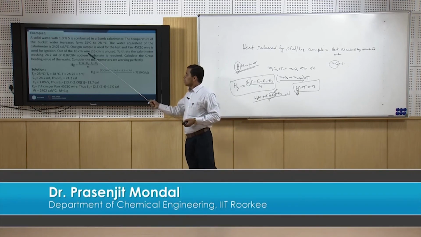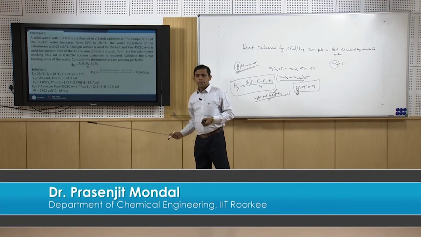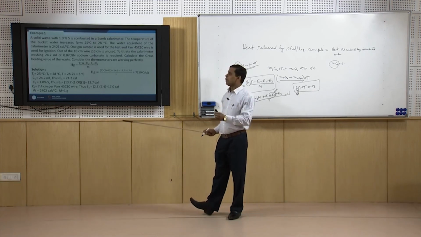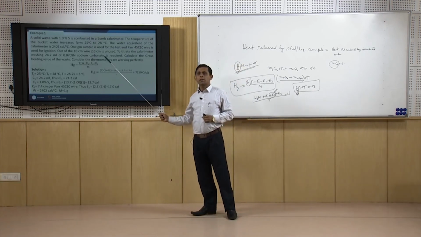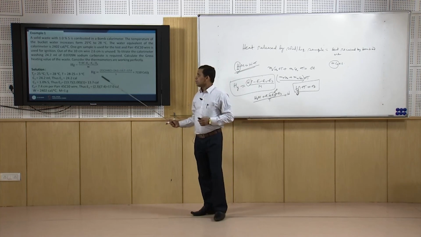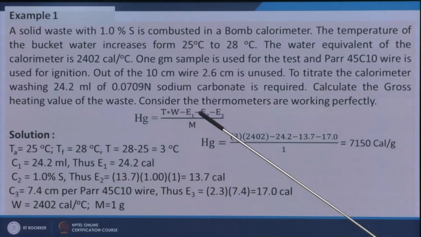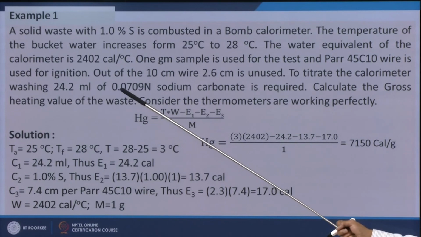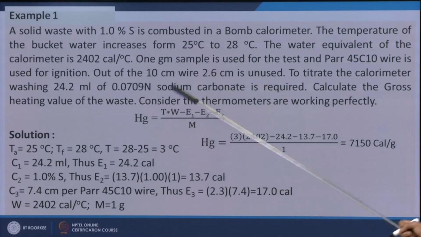So, how to calculate the high heating value? We know the formula Hg is equal to W into T minus E1 minus E2 minus E3 by M. In this case we can calculate E1. For calculating E1 we need C1. C1 is equal to how much? 24.2 ml of standard sodium carbonate. So, E1 is equal to 24.2 calorie.